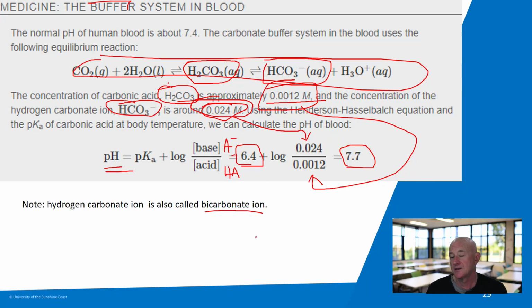Anyway, bottom line is this. You can use the Henderson-Hasselbalch equation to calculate the pH of a buffer system if you know the concentration of an acid, its conjugate base, and the pKa of the acid.